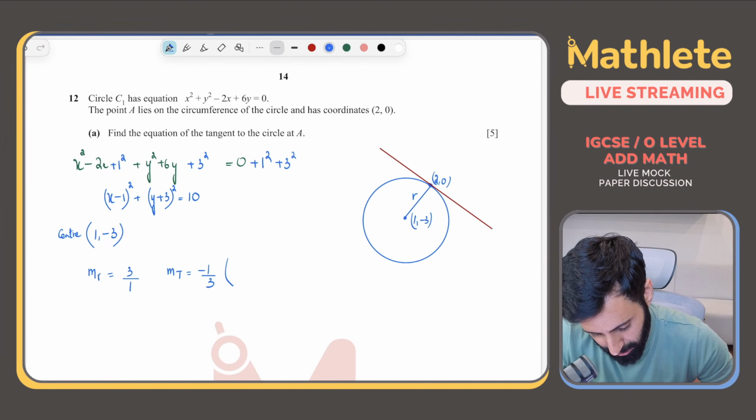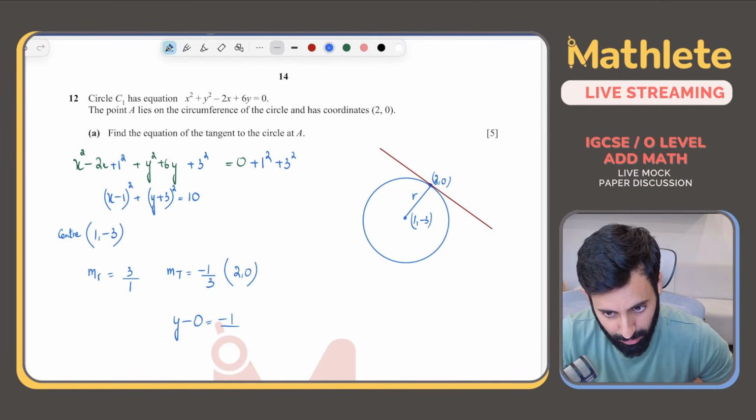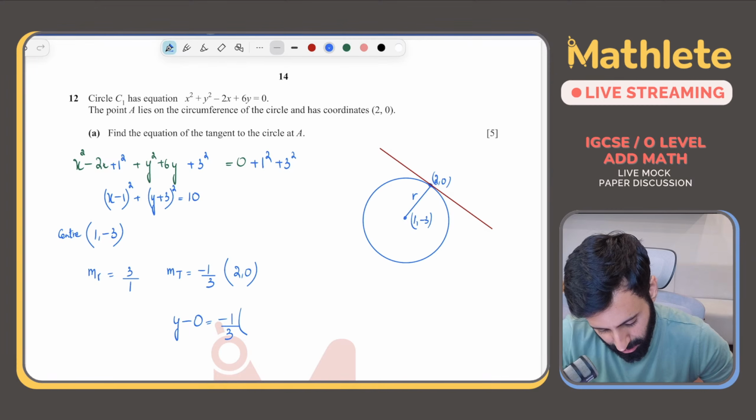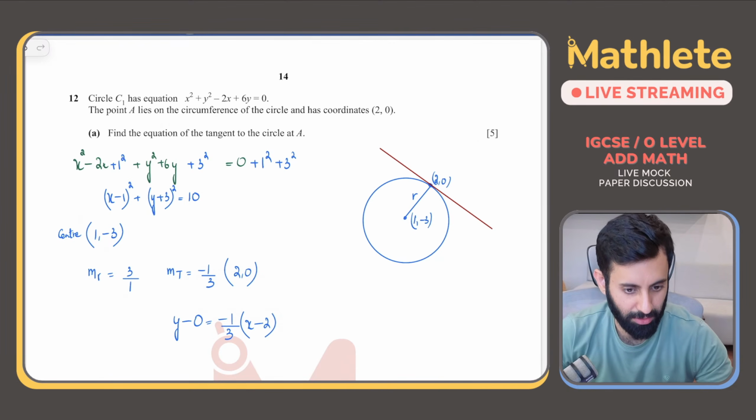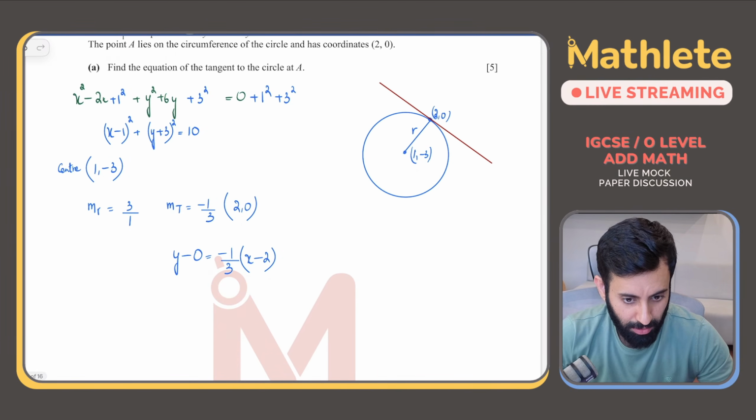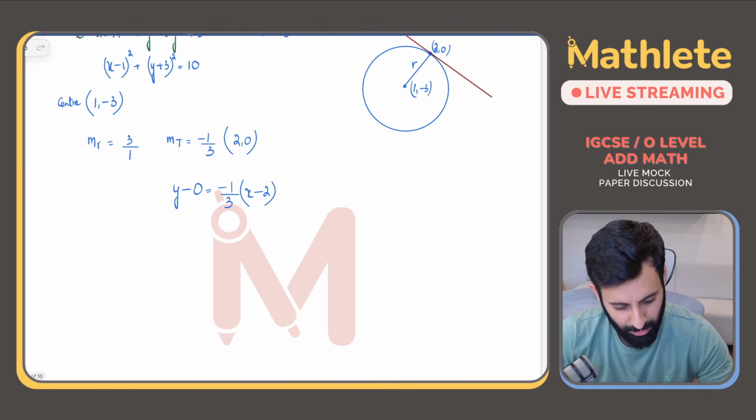Now we need a point through which the line is passing, that's 2, 0. So that means y minus 0 equals to minus 1 upon 3 into x minus 2. That's it. The question does not specify that you need to write it a certain way, so you don't have to do that. You can just leave it as it is. Yep, that is correct.